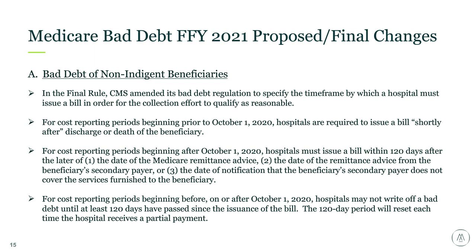The write-off of a bad debt cannot occur until at least 120 days have passed since the issuance of the bill, and the 120-day period will reset each time the hospital receives a partial payment. So in short, what we're seeing here is there are more stringent defined requirements that should help alleviate the subjectiveness when it comes to the audit and review process.